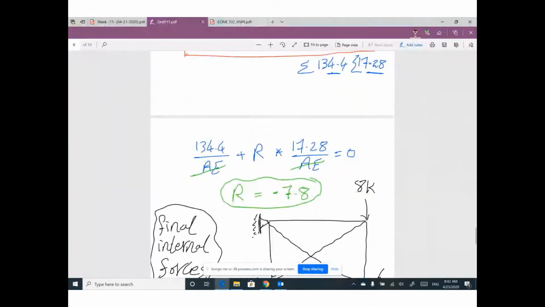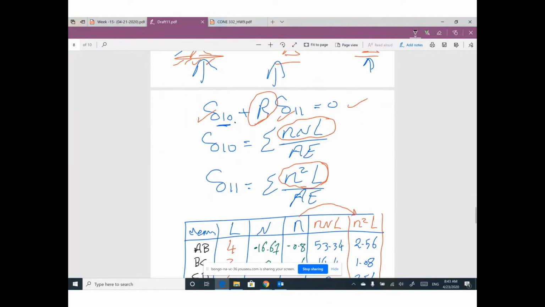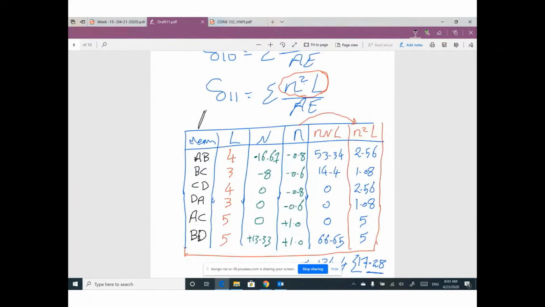Then I'm going to set up this table because I have equation delta 1 node plus R delta 1 equals 0. Delta 1 node means summation small n capital N times L over AE. Delta 1 means summation small n square L over AE. So I set up this table. If you remember, the first column members, the second column capital L, the length of each member. Third column, what is the internal forces, capital N.